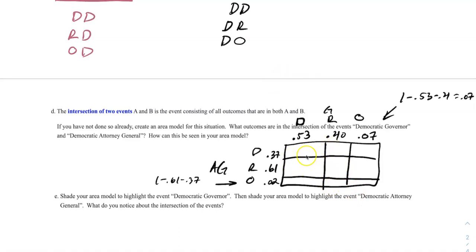And then remember, to get these values, we have to multiply. So Democrat times Democrat. So here times here is, I'm just going to put in my calculator, 0.1961. And then Republican times Democrat will get me 0.148. And then other times Democrat will get me 0.0259.